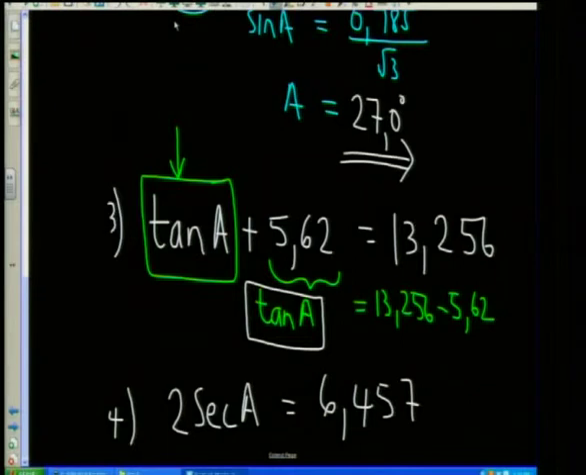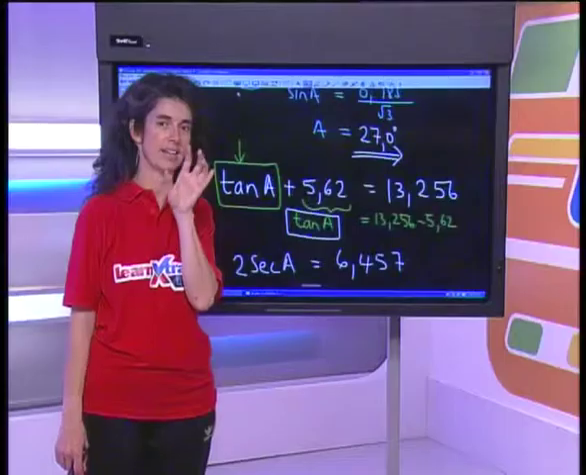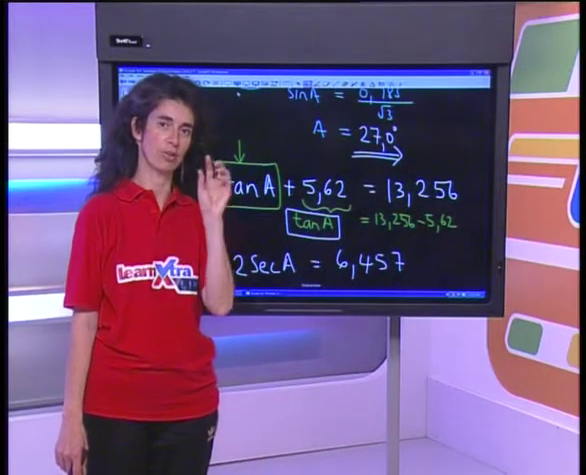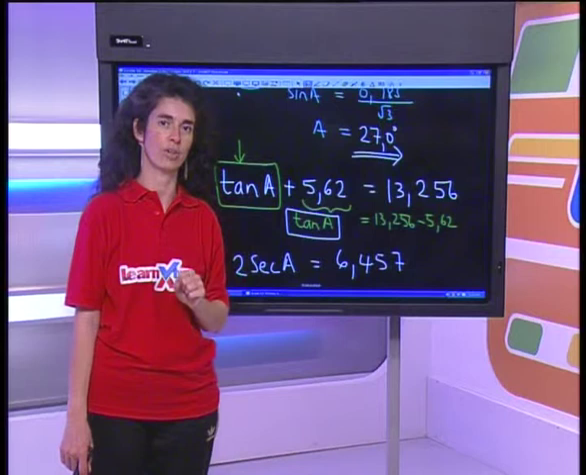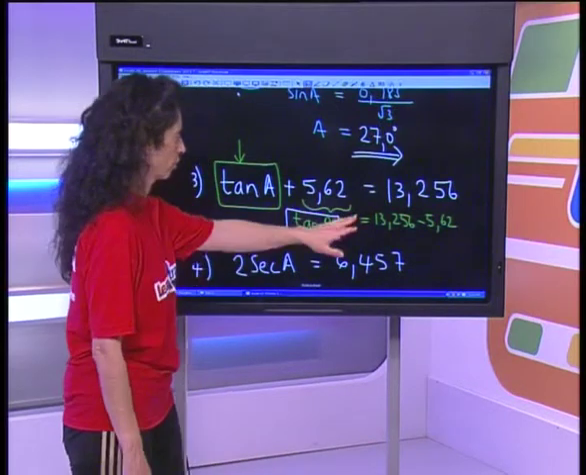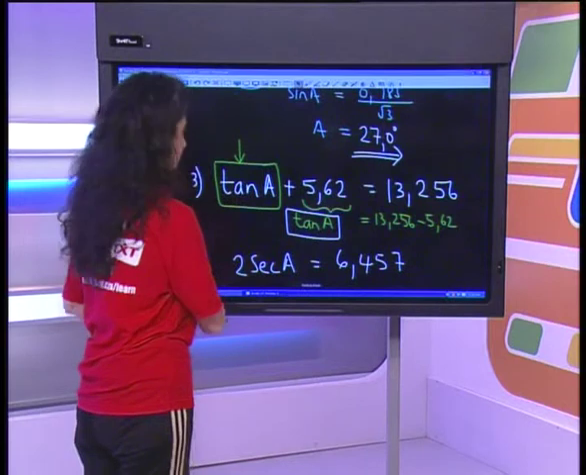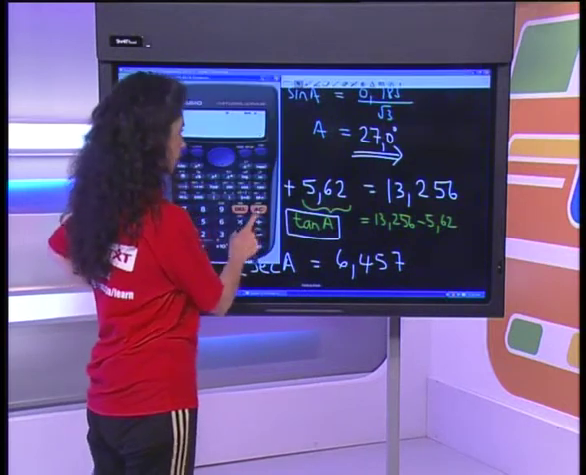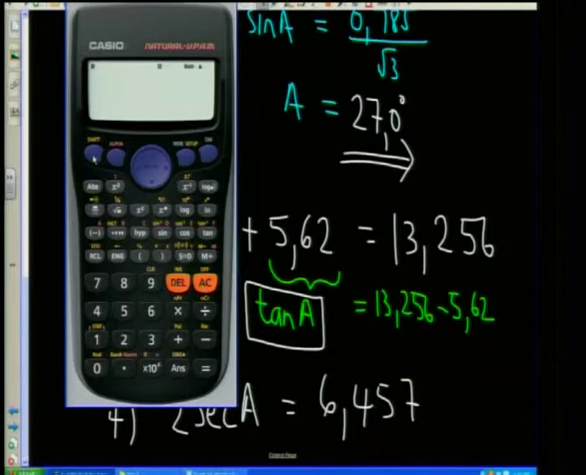If I cannot isolate that tan, I can't use the calculator. The calculator is the last step, that you work towards to find the angle once the trig ratio is isolated. So we've got this ratio over here, and we want to find the angle. We can do this in one go, because 13,256 minus 5,62 I can actually do as a unit, and the calculator will give you the angle straight away. So that A is 82,5.